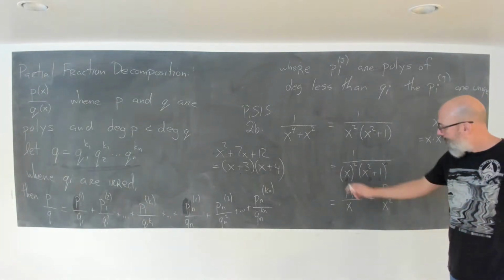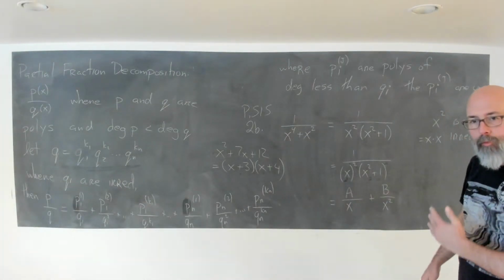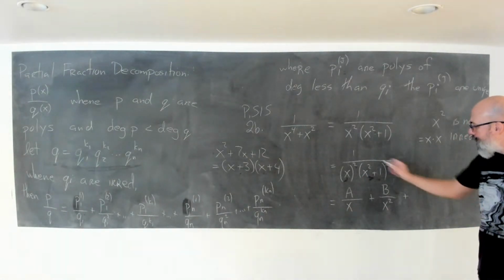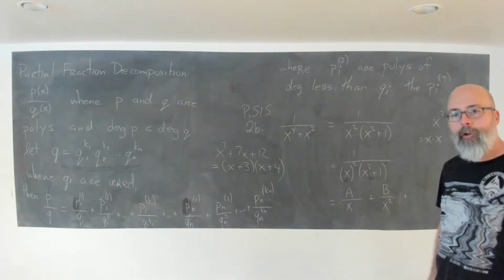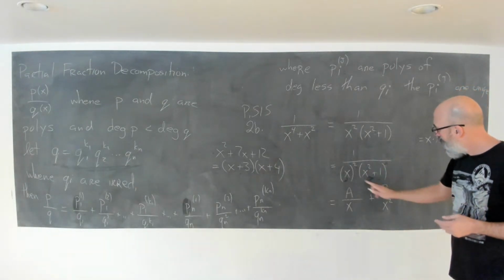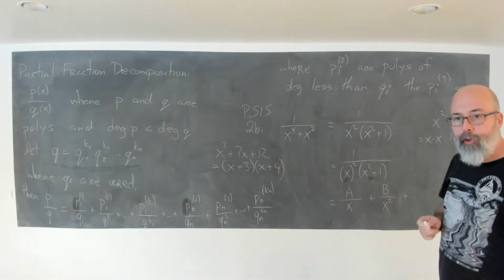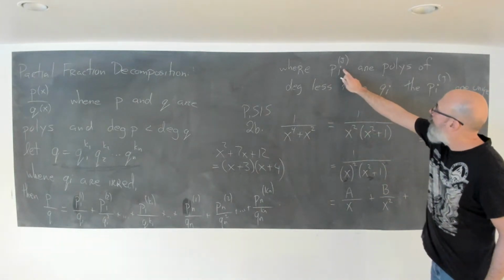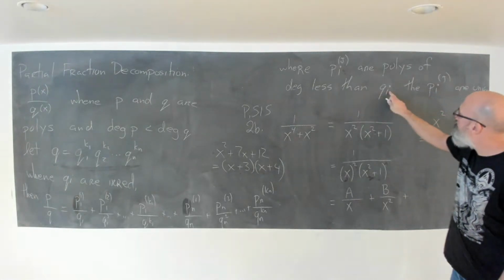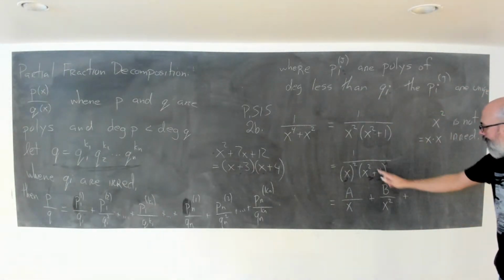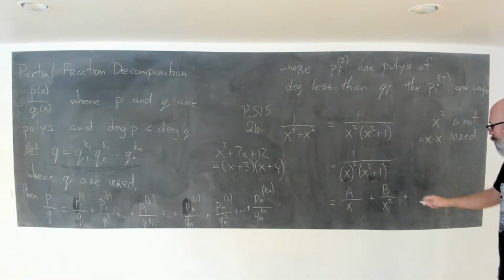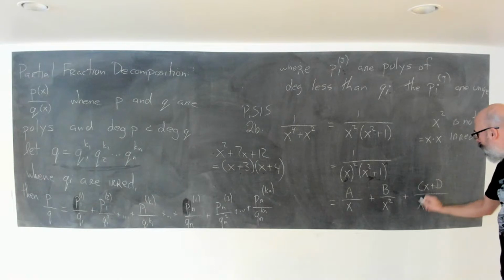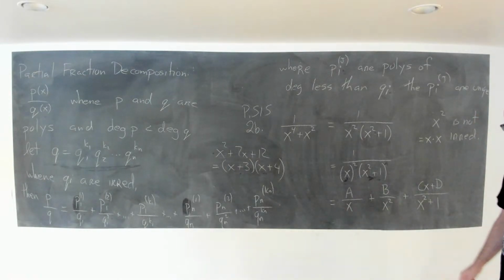Once we've dealt with the first irreducible, move on to the next one. The next one is x squared plus 1, an irreducible polynomial of degree 2. So we search for a polynomial of degree 1 on top, right? The degree of the numerator is less than the degree of the denominator. So degree 2, we search for degree 1: cx plus d over x squared plus 1.